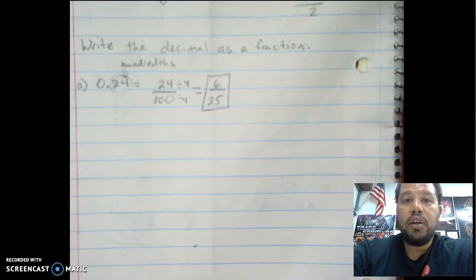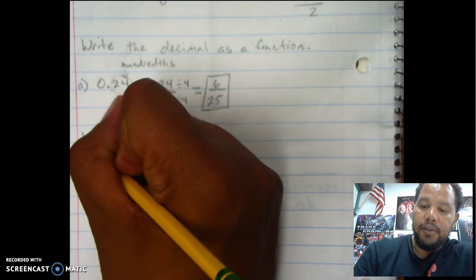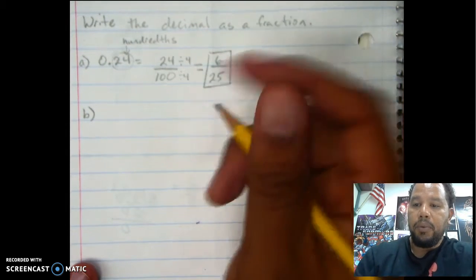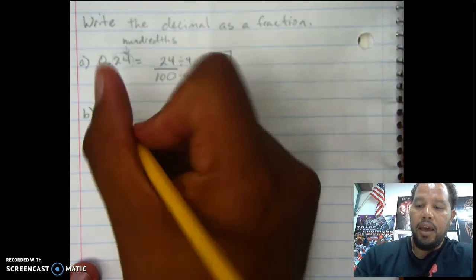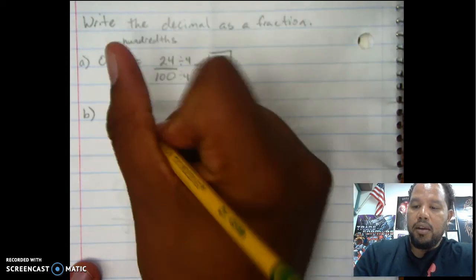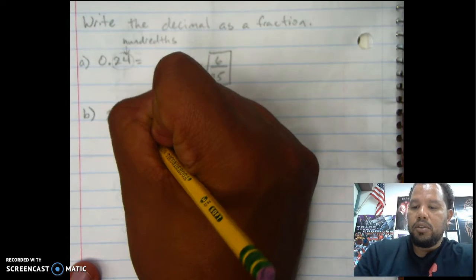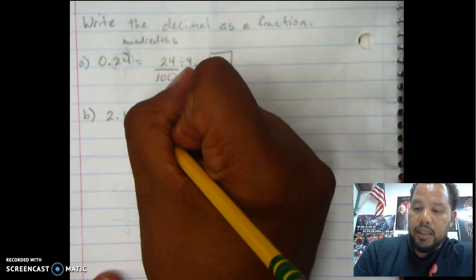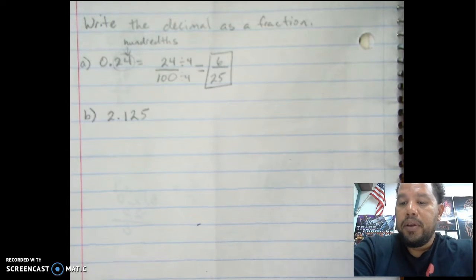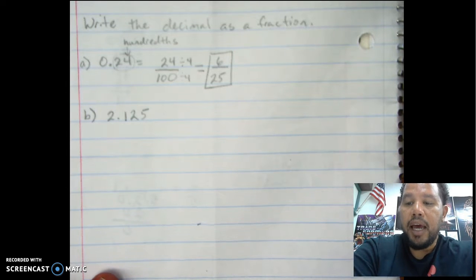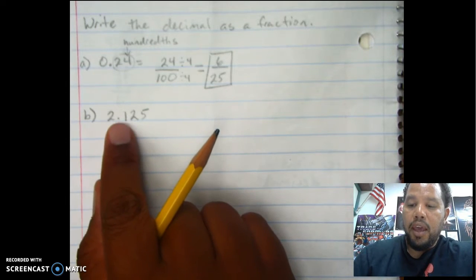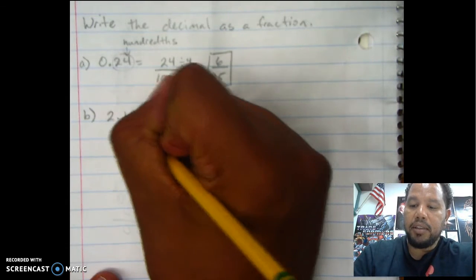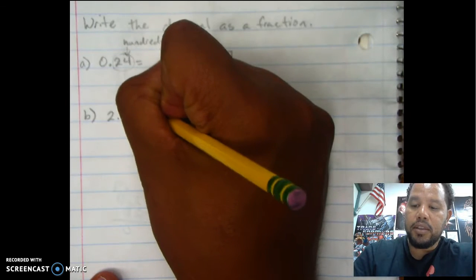Now, decimal numbers can also look like what we did earlier with the mixed numbers. We could have 2.12, I should say. And let's make this a little more interesting. Let's go 2.125. So this time we have 2 and we have 3 digits over here after the decimal point. So this is my tenths place, my hundredths place. This is my thousandths place.